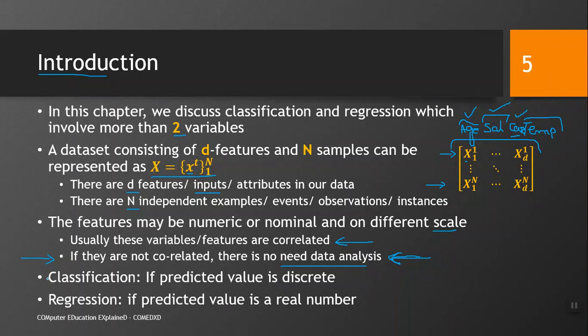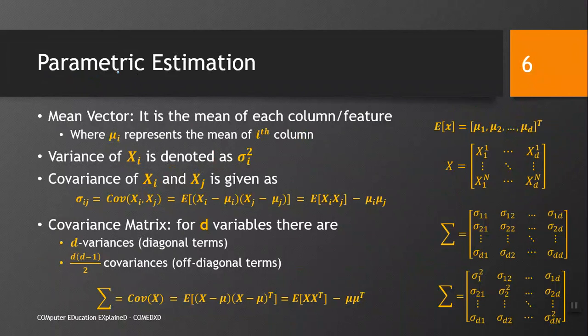Classification and regression are the two problems that we have already seen. In classification the predicted value is discrete, whereas in regression the predicted value is normally a real value. Parametric estimation, as we have seen previously, means that we can estimate the parameters of the distribution with the help of sample data that we have in hand.